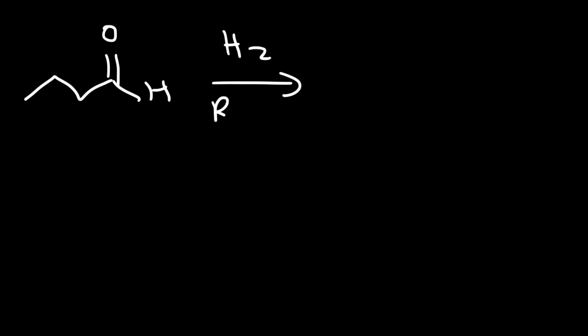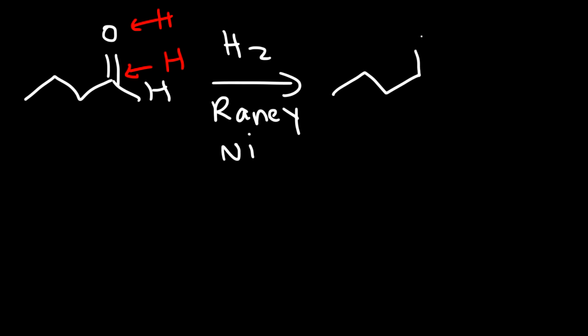Now what about an aldehyde? What if we react it with hydrogen gas using the Raney nickel catalyst? The effect will be the same. We're going to add a hydrogen on the oxygen and on the carbon. So we're going to get a primary alcohol.